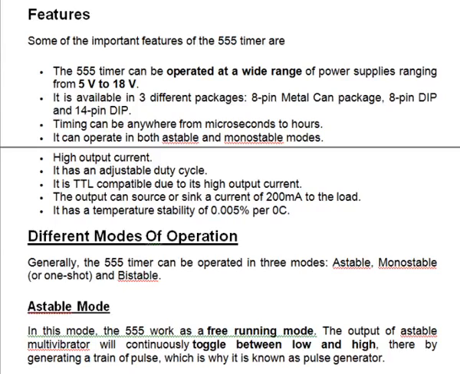High output current. It has an adjustable duty cycle. It is TTL compatible due to its high output current. The output can source or sink a current of 500 milliampere to the load. It has a temperature stability of 0.005% per degree C.